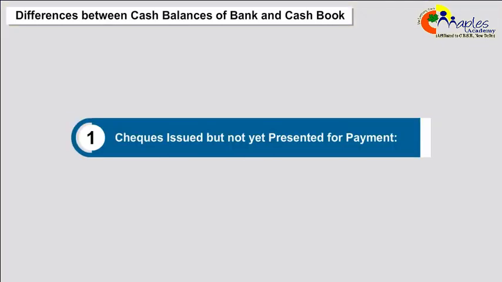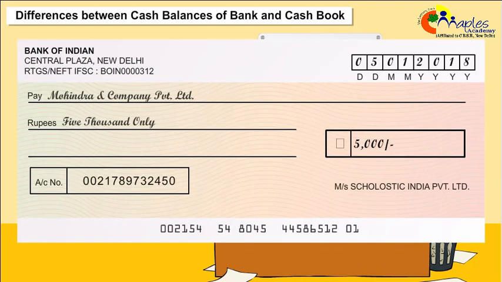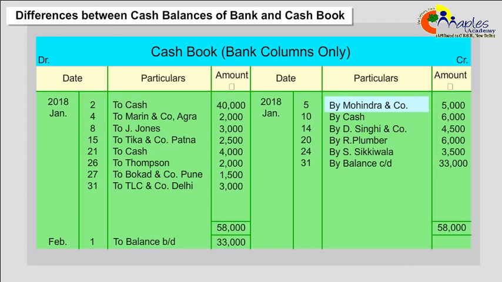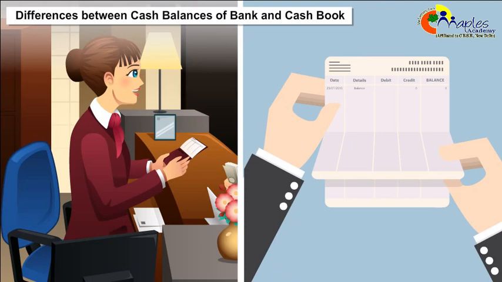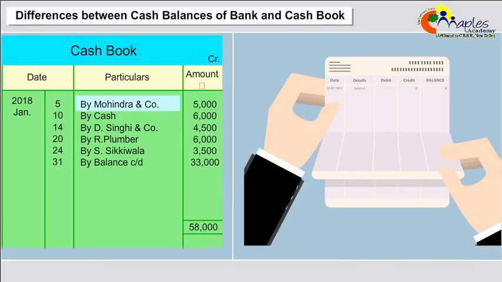1. Checks issued but not yet presented for payment. When the trader issues a check to a third party for payment, he records that amount on the credit side of the cash book in the bank column. But the bank will not record this transaction in the customer's account till the third party, that is the holder of the check or draft, presents it for payment. Therefore, in the passbook, such transactions are not recorded and thus a difference is found in both the books.